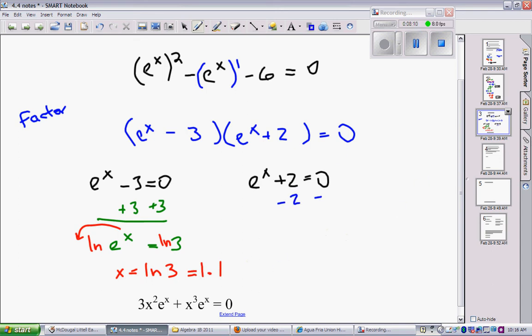On the other side, subtract the 2. E to the x equals -2. Take the ln of both sides. So that gives you x equals the ln of -2. Which the calculator will not do because it is no solution. So your only answer is 1.1.